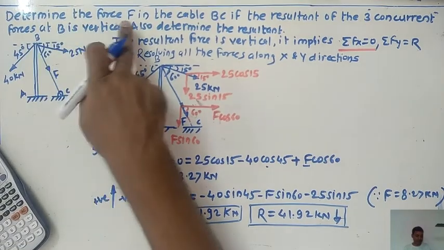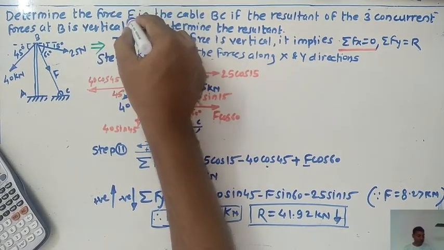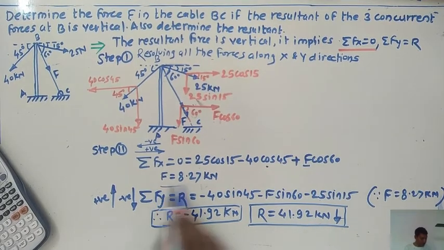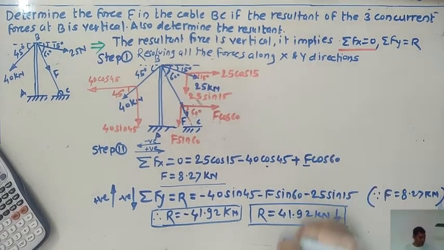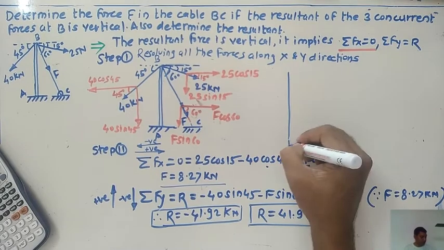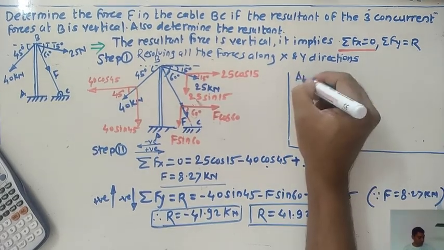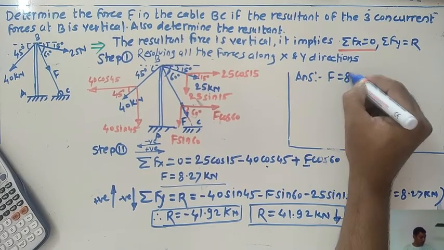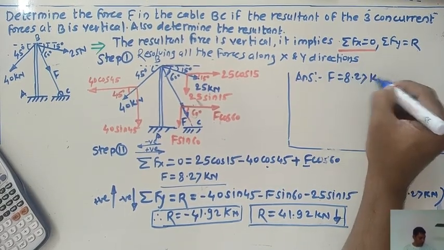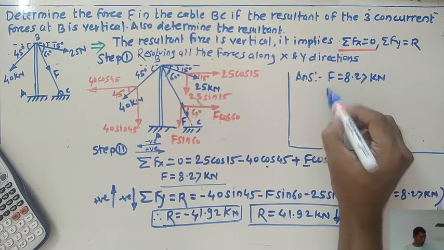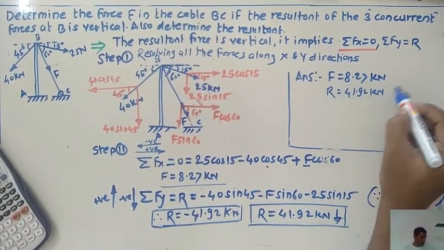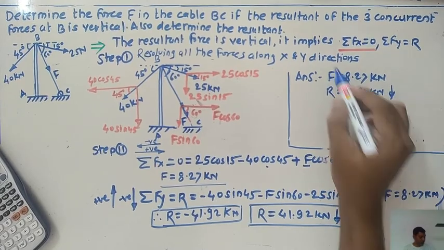Okay, so what about the question asked here? Determine the force F. So our target is to calculate the value for the F as well as the resultant force. Here we already get the answers, so clearly mention the answer after this step. In the first step, we found the value for F equals 8.27 and R equals 41.92 kilonewton in the downward direction. Okay, this is the answer.